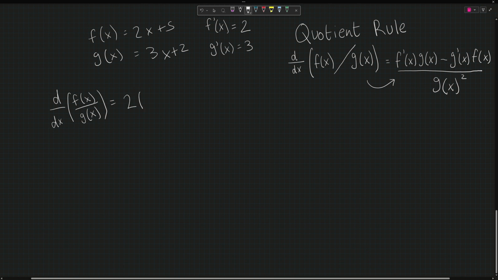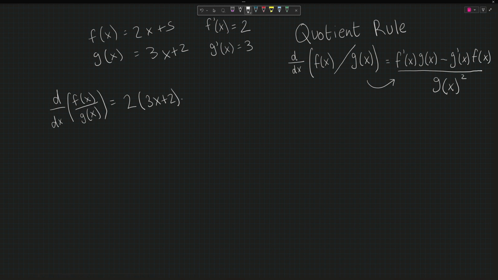2 times 3x plus 2 minus 3 times 2x plus 5 divided by 3x plus 2 squared.